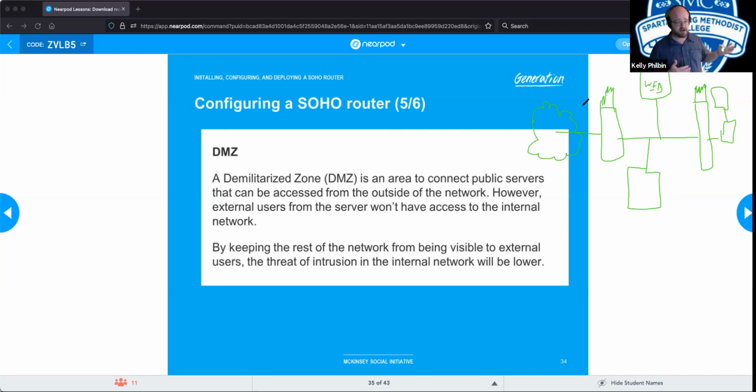In an enterprise network, you would have a firewall, the lines coming through, you know, the main server's connected, and then you would have another hardware firewall protecting you on the other end.